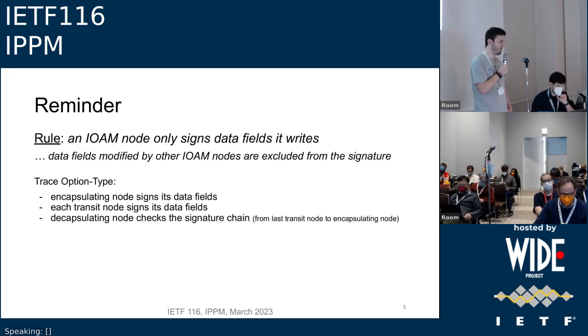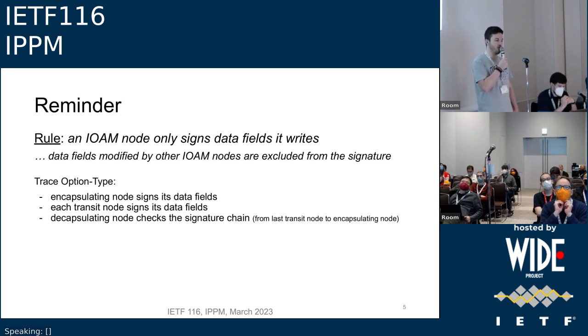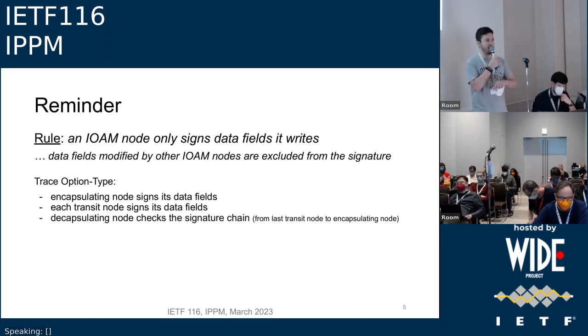Next slide. The tricky part is the trace option type, either the pre-allocated or the incremental. They share the same option type header. Here, the encapsulating node would sign its data field, and so would each transit node. So at the end, the decapsulating node would check the whole signature chain, from the last transit node signature back to the encapsulating node. Next slide.